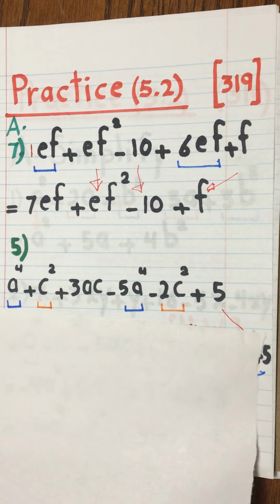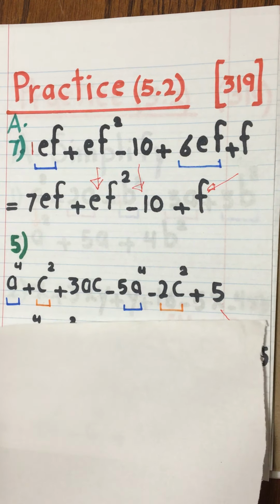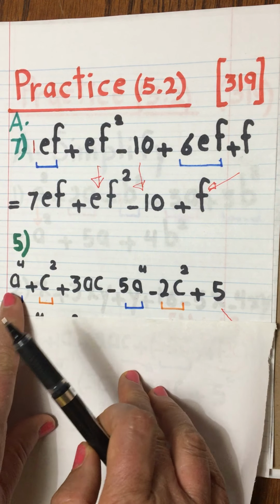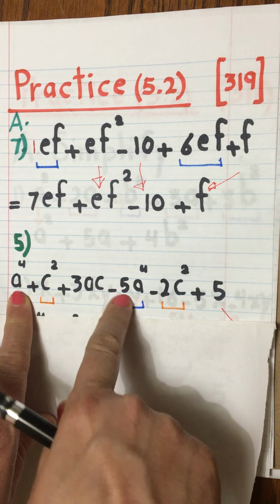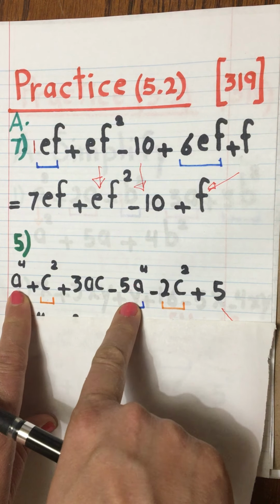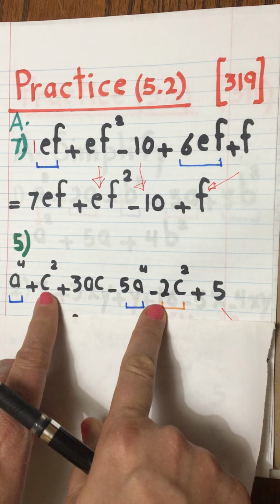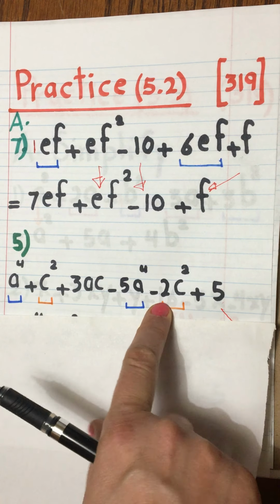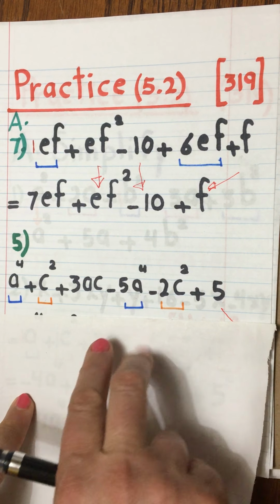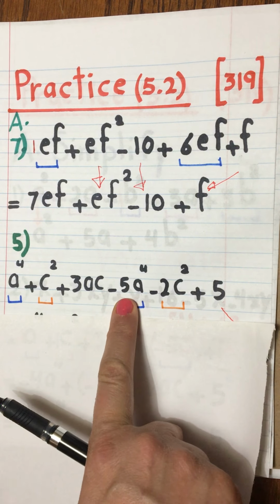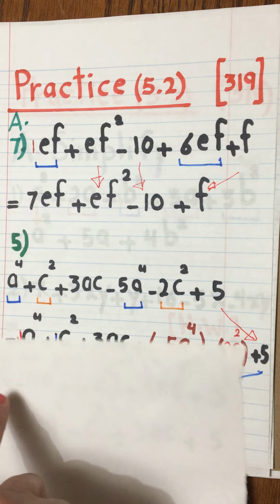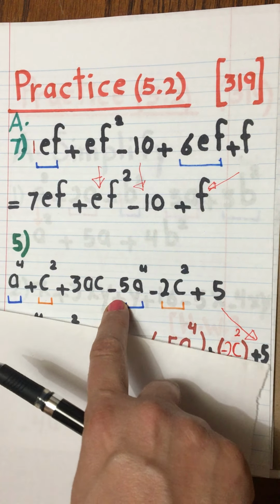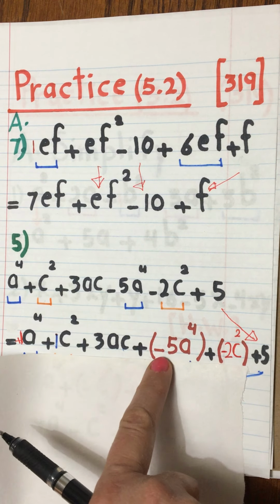5. So I have 1, 2, 3, 4, 5, 6 terms. A to the power 4 and minus 5a to the power 4, these are like terms. C squared and minus 2c squared are like terms. So the first step, I'm going to change these two negatives to a positive sign. So write down a to the power 4 and c squared, 3ac, and minus 5 changes to positive, negative 5a.